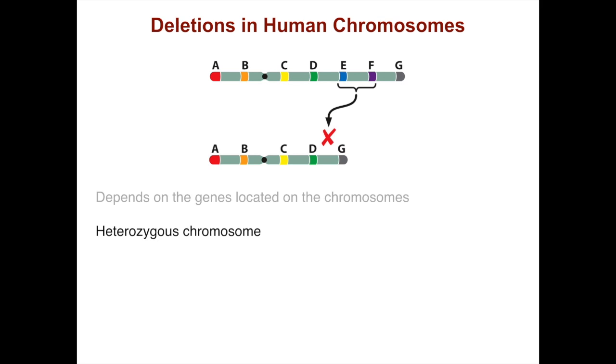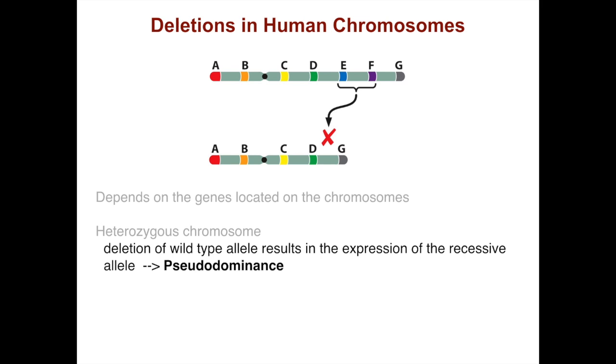You create then a heterozygous chromosome where the deletion of the wild type allele results in the expression of the recessive allele. And this is pseudodominance. It could uncover a phenotype that you would not normally see.